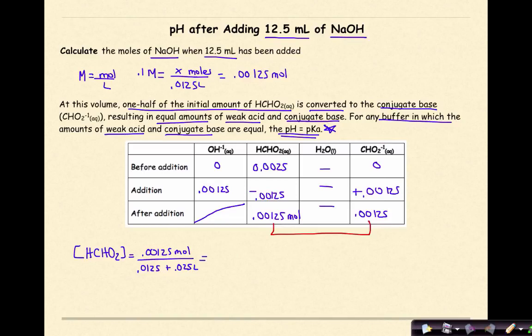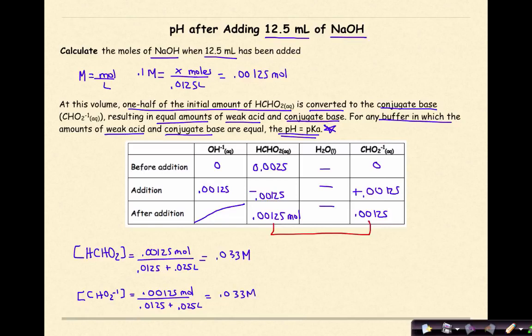And if we work that out, we're going to get 0.033 molar. We're going to do the exact same thing to our conjugate base, so CHO2 minus 1. We're going to have 0.00125 moles on top, and then 0.0125 of the strong base added, and 0.025 like that, and that's our total volume of solution again, so 0.033 molar.